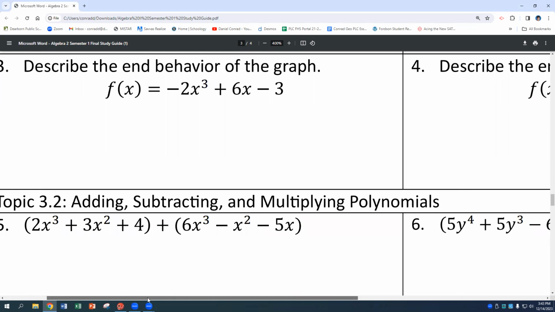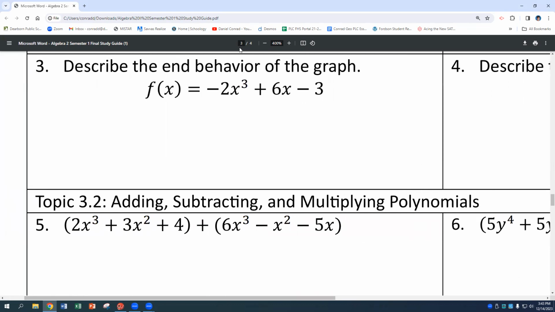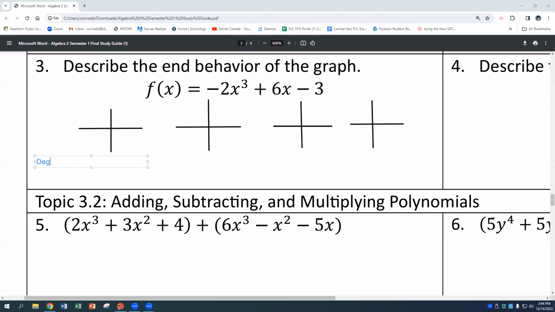Okay, end behavior. Let me draw some graphs here for us. Let me draw 4 of them. Okay, the degree could be even. So let's put degree over here. And then let's put leading coefficient.